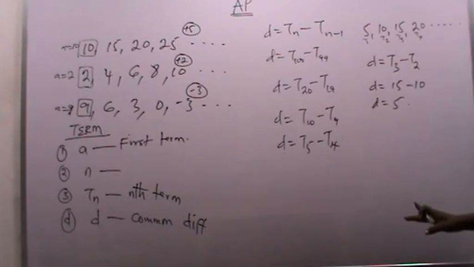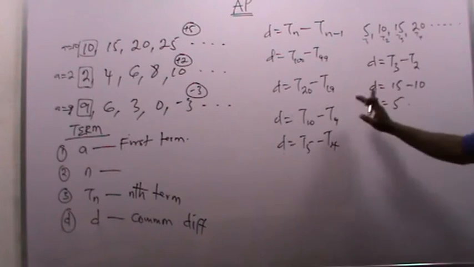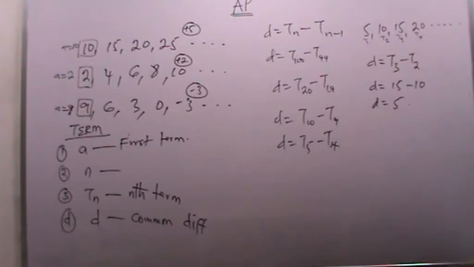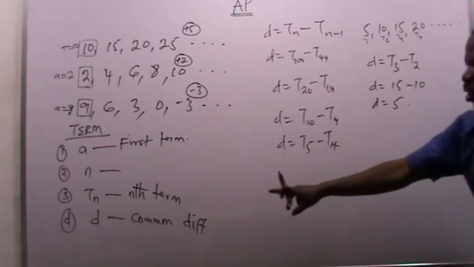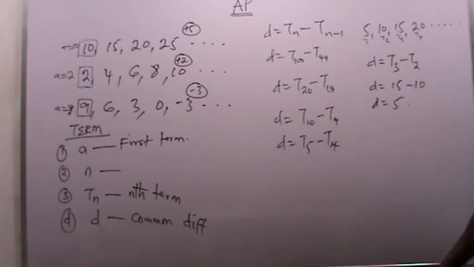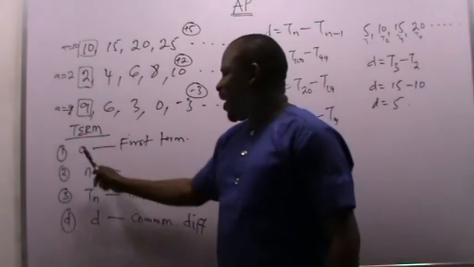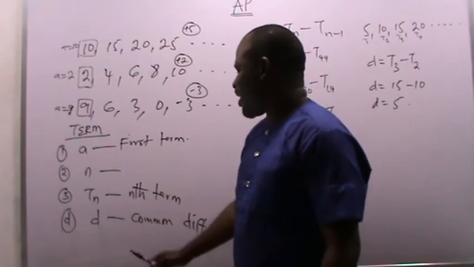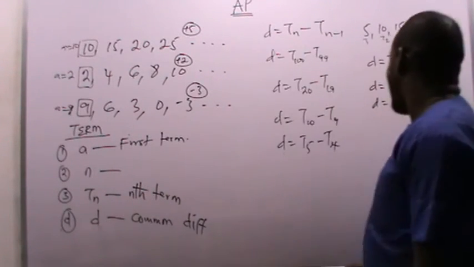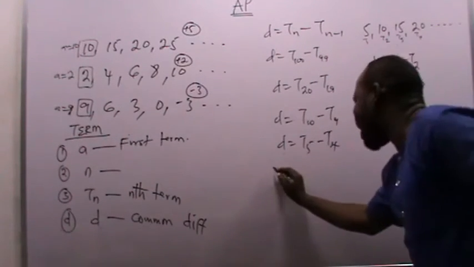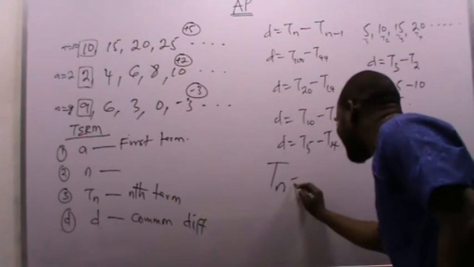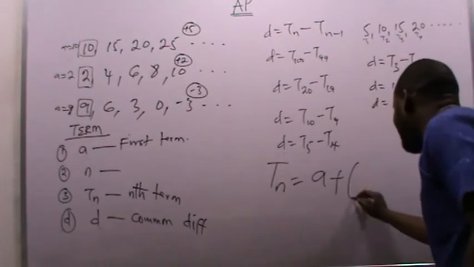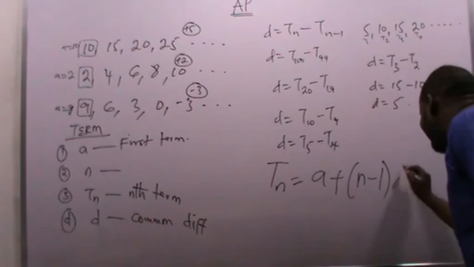They must all give you the same answer because it is an AP. That is what we call the common difference. Now, there is a formula that connects A, the first term, N, the serial number, Tn, the nth term, and D together. What is the formula? The formula is Tn equals A plus (n minus 1)D.